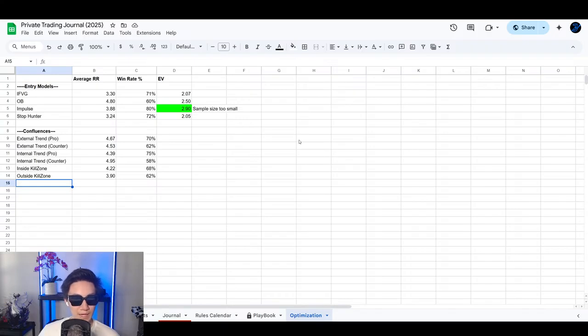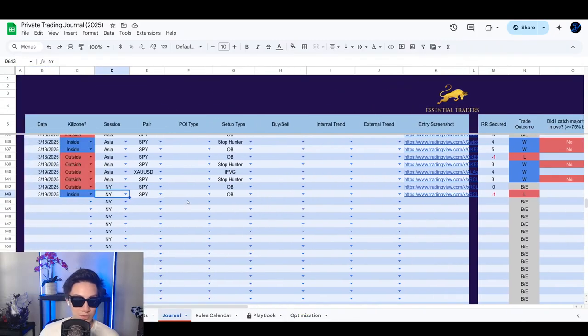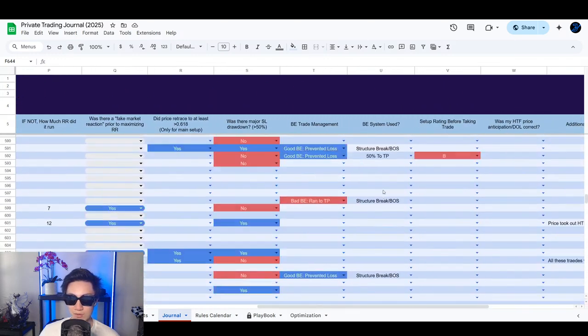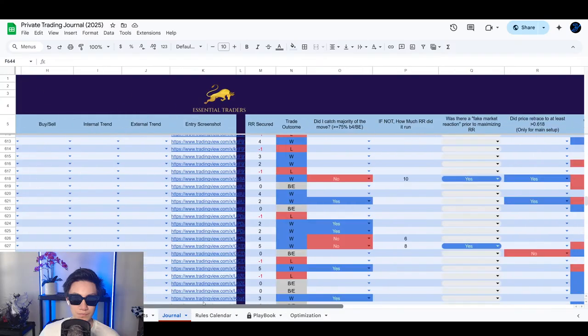We can also look at whether or not price had an SMT divergence. That's also another thing you can filter in your journal. I don't have that in my journal here, so I'd have to manually go through, add that data, or add that column here, rating, and go through that.